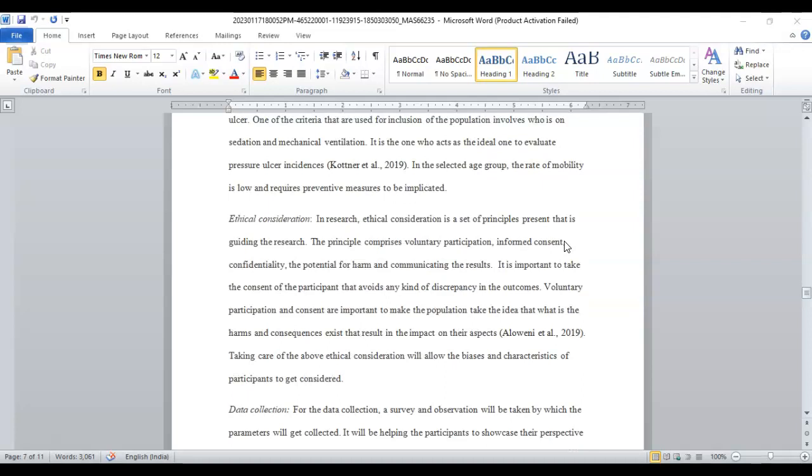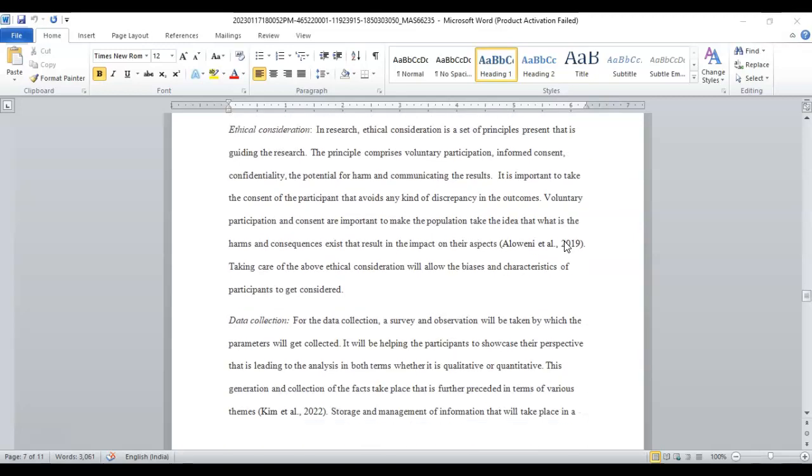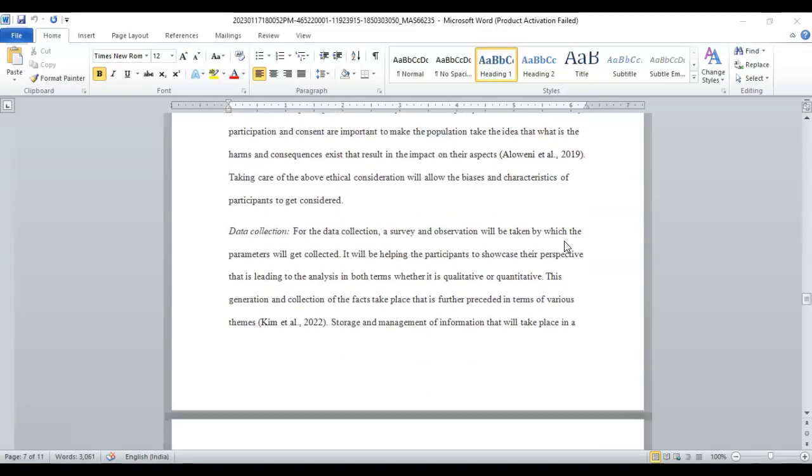After that we come to the ethical consideration, that they all were well informed, their consent has been taken, and no one is pressured to take part in the research or in any kind of survey. After that we go to the data collection, that is how we are supposed to collect the data. So we have taken the survey and observation for this purpose, as it is more of an observational part rather than a quantitative one. So we have selected survey and observation as our data collection methods.